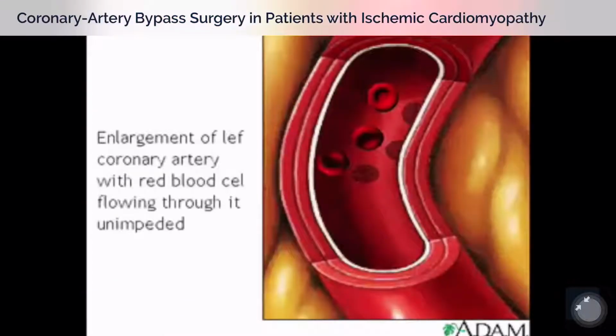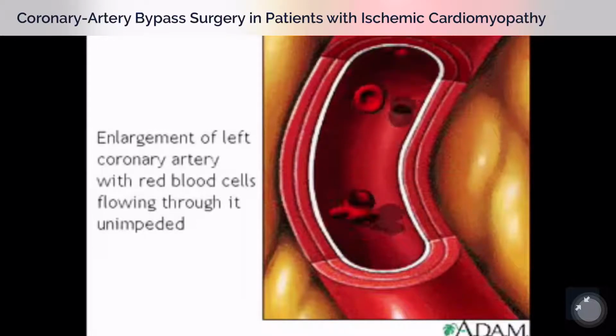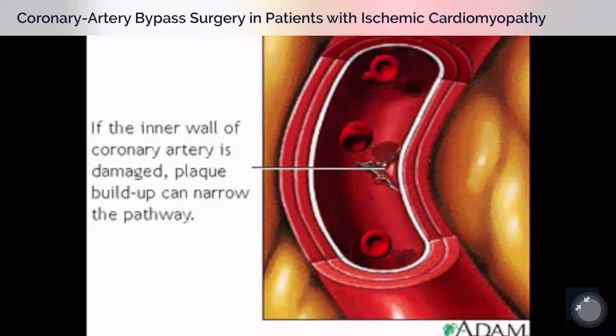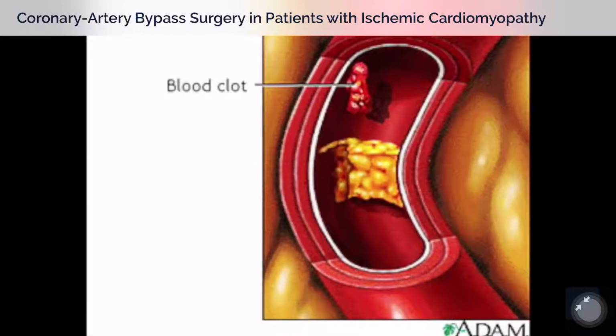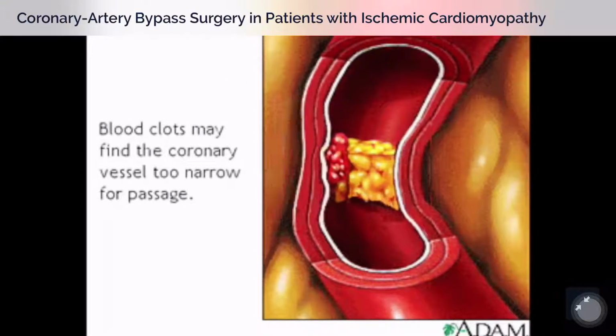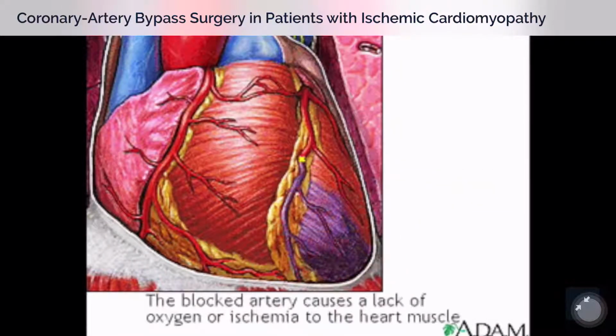If we focus in on the left coronary artery, you can see the red blood cells traveling through it unimpeded. But if the inner wall of the coronary artery becomes damaged, cholesterol plaque can build up, progressively narrowing the available pathway through which blood can flow. Clotted blood attempting to traverse the blood vessel may find it tortuous and too narrow for passage, and the artery may become completely constricted or blocked off. The blocked artery results in a lack of oxygen, or ischemia, to the part of the heart muscle that the artery supplies.